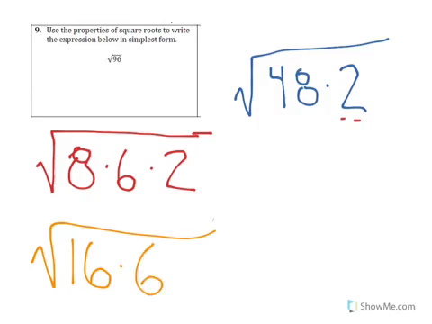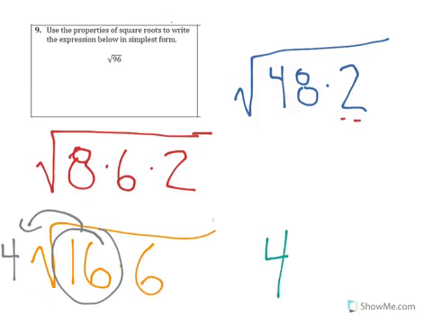And the reason why I rearranged that is because this is a perfect square, so I can take that out of the root and bring it out as a 4. The square root of 16 is 4. So I can bring it out of the root, and I'm now going to get 4 root 6.